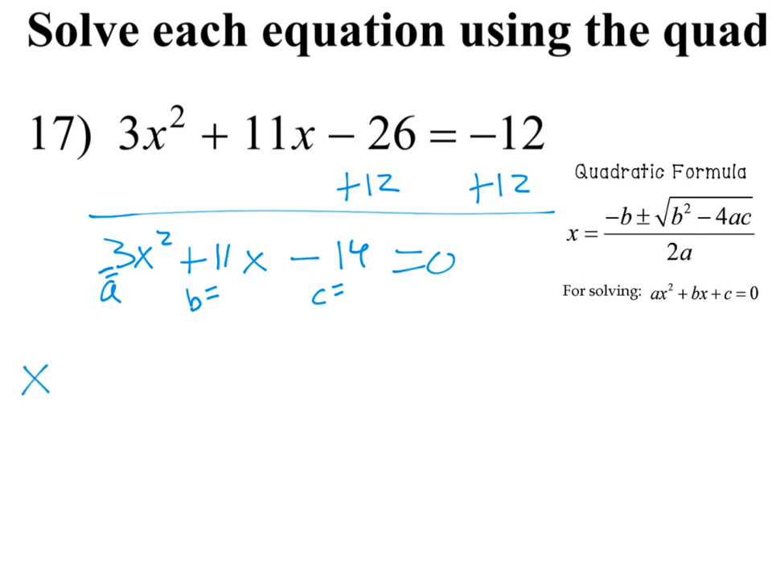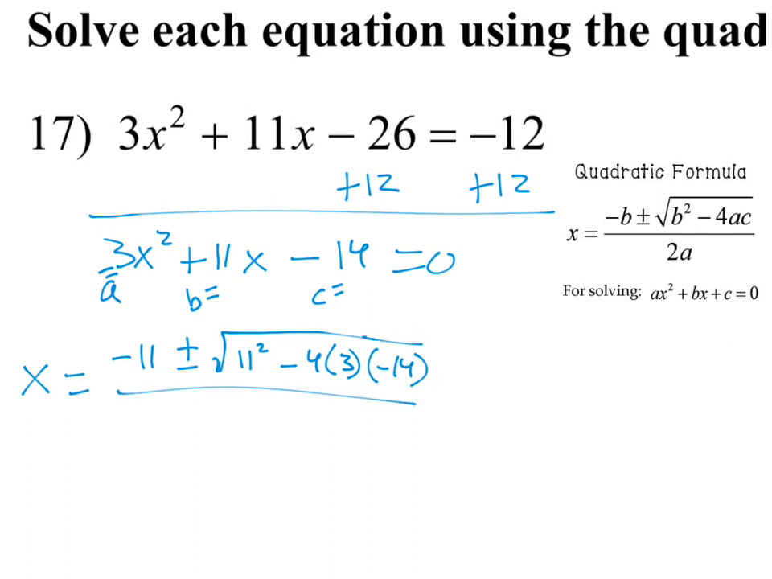And so I'm going to plug into my quadratic formula. x equals negative b, so it's going to be negative 11, plus or minus the square root of 11 squared, minus 4 times 3 times negative 14, all over 2 times a, and a is 3. So we're going to go through the process of simplifying. I do recommend simplifying the inside of the square root as a step there, just so you can see what's going on. That way you'll have your exact answer.